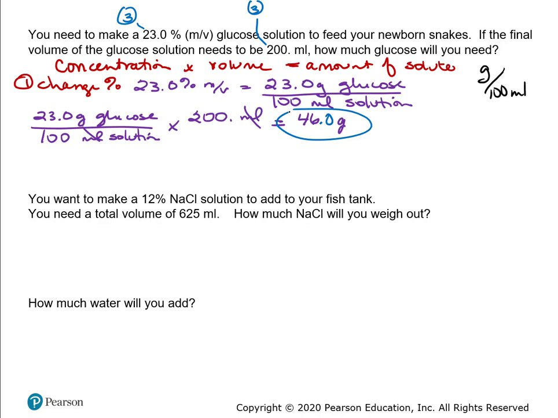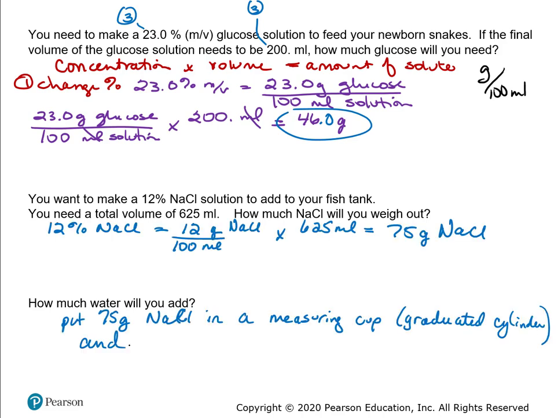So you want to make a 12% sodium chloride solution to add to your fish tank. You need to add a total volume of 625 mils. So how much sodium chloride will you weigh out? See if you can figure out this one. Follow the same steps. I think percent solutions are a whole lot more straightforward because you don't have to mess with the moles and grams per moles and all of that. It's really just making sure your units can cancel.